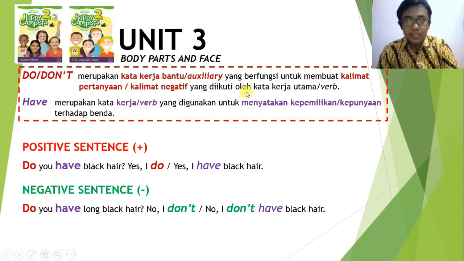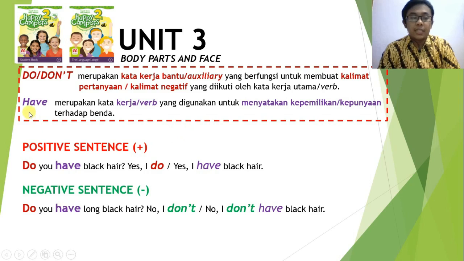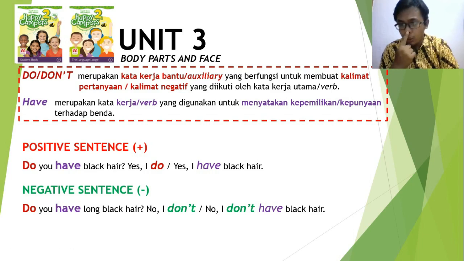Nah, nanti kita lihat contohnya. Ini udah ada juga sih di bawah sebenarnya. Kemudian have. Have merupakan kata kerja atau verb. Jadi ingat ya, verb itu adalah kata kerja yang digunakan untuk menyatakan kepemilikan atau kepunyaan terhadap benda. For example, like I have nose.